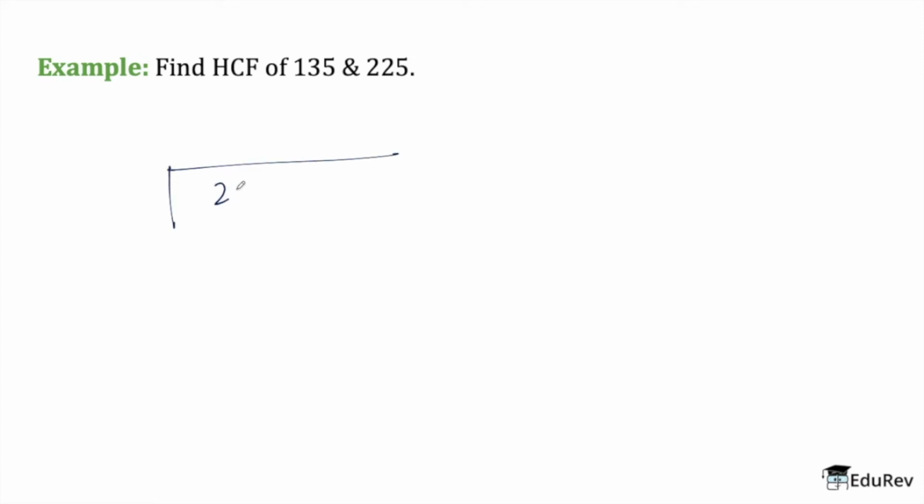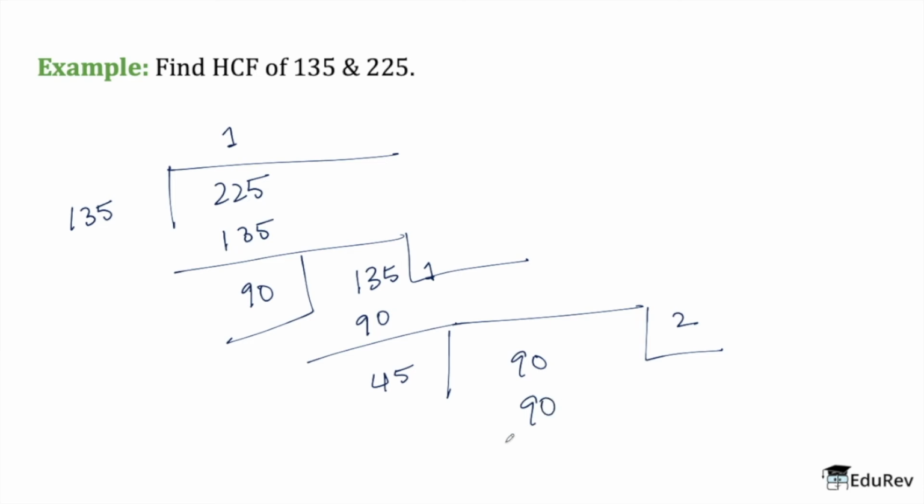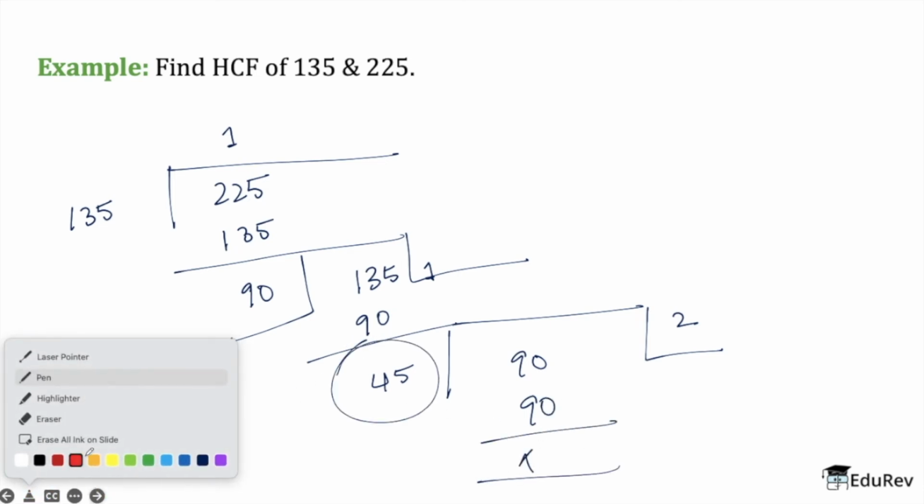It's going to be that we need to divide 225 by 135. So it's going to be what? 135 ones are 135, which is going to be 90. So 90 will be your divisor now, and 135 is going to be what? Your dividend. So 90 ones are 90. When I subtract, it's going to be what? 45. So 45 is going to be my divisor and 90 is going to be my dividend. So 45 twos are 90, 0. So that means this 45 is going to be what? My HCF. As simple as that.